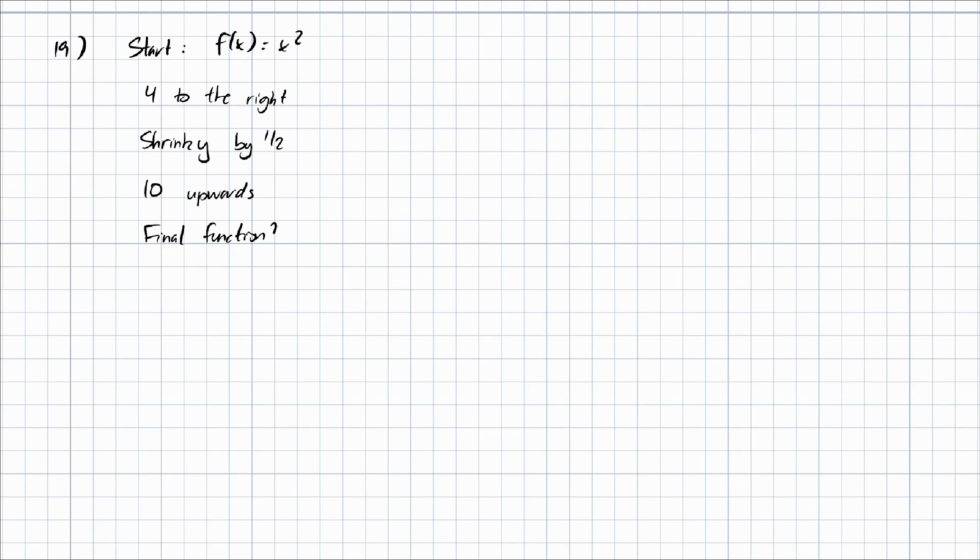Okay, so this is horizontal, this is vertical, this is vertical. Now we have to remember that when you have a list, you have to go in order. So in order.